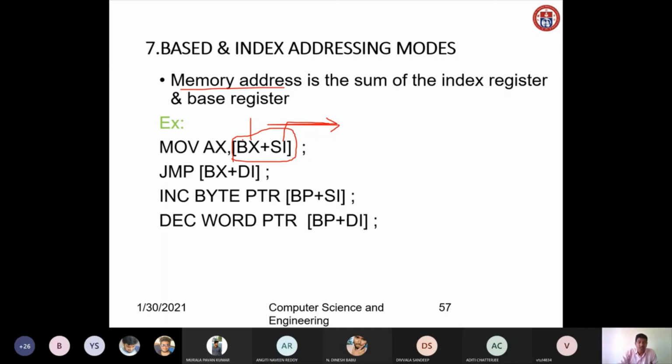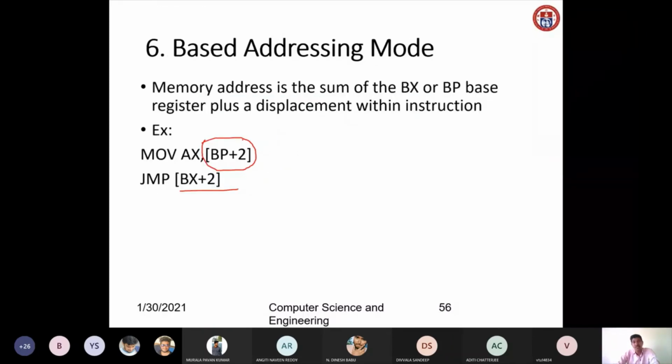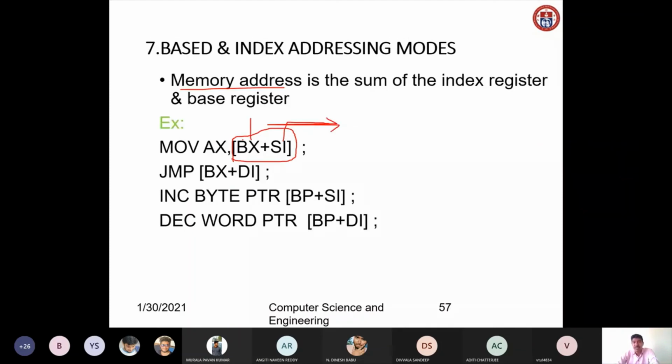If your operand involves only source index or destination index, then it is called indexed addressing mode. This one is an indexed addressing mode. Here your operand involves only the index register, that is source index, plus displacement. Similarly, based addressing mode means your operand involves only the base register or base pointer. That is, your memory address is a sum of BX or BP, that is base register, plus displacement within the instruction. Finally, based indexed addressing mode.